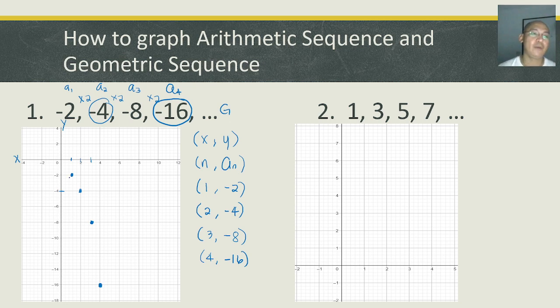So if we are to continue the graph, we will observe that the line falls down. It is not a straight line, but it is an exponential graph.